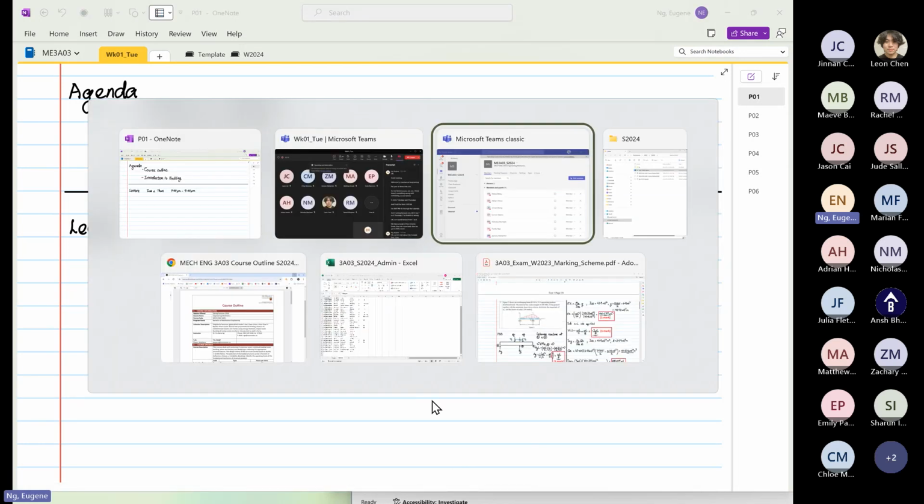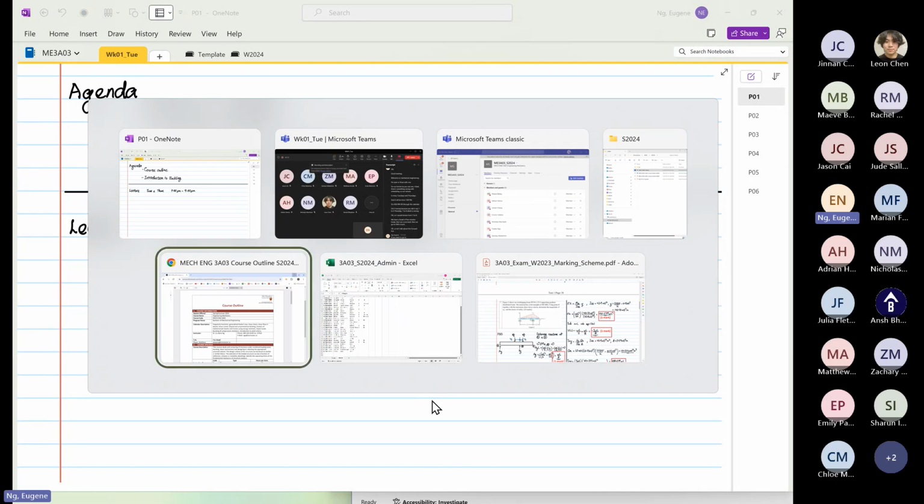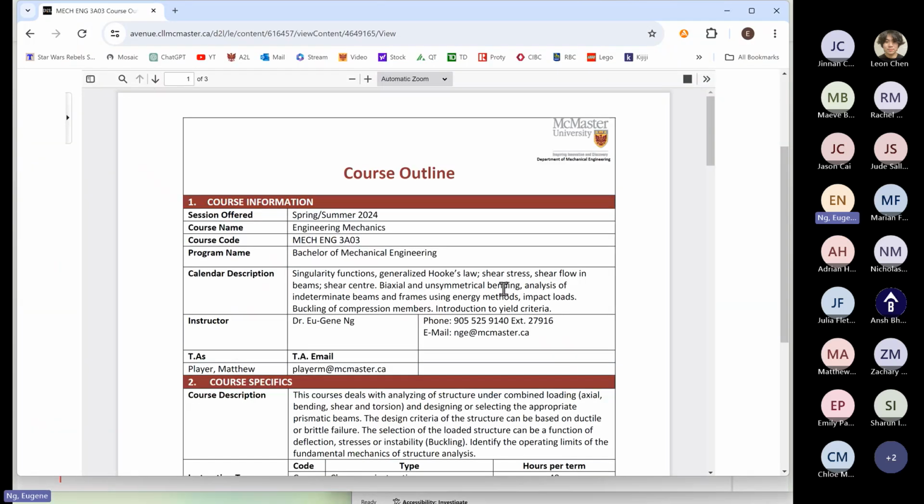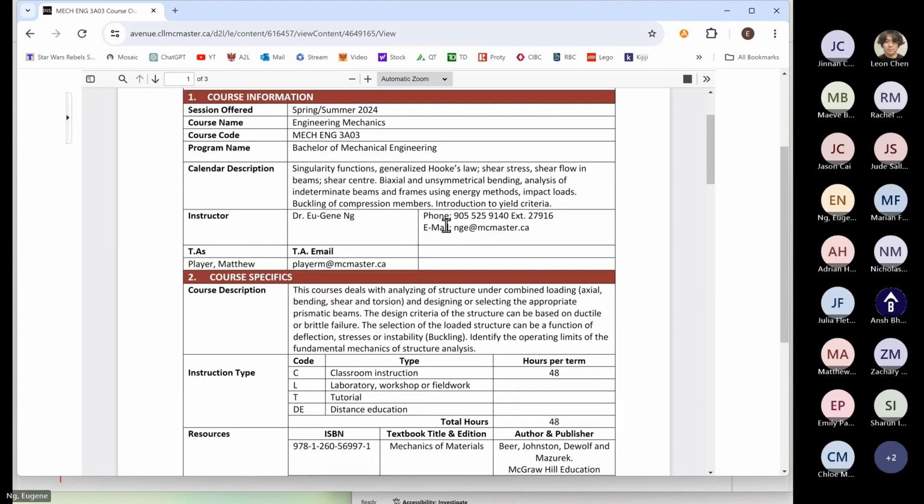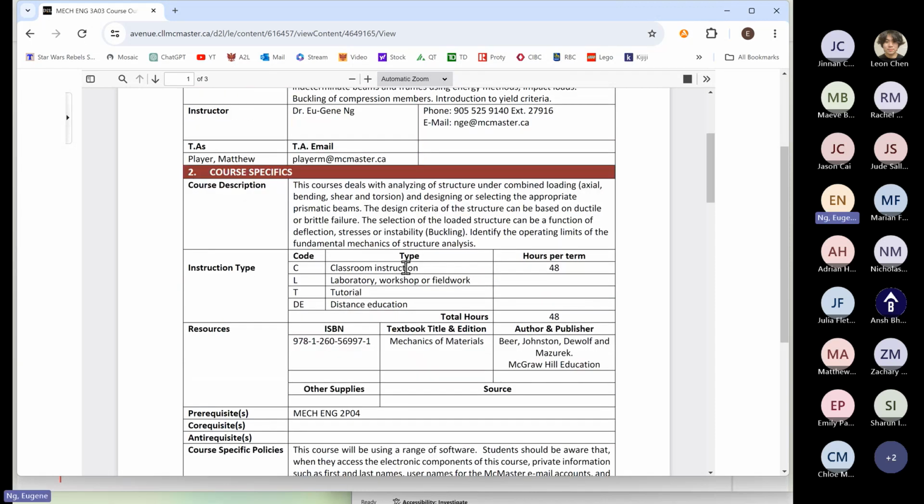If you go to Avenue to Learn, you can see the course outline. The TA is Player Matthew, and this is his email. I only have one TA this term. The textbook is the Beer and Johnson textbook.